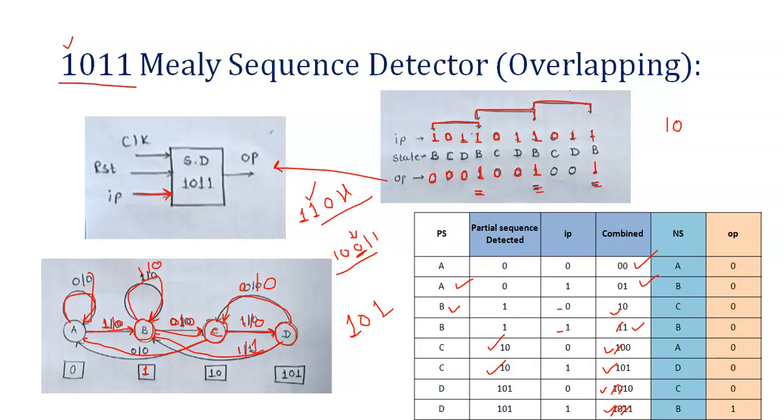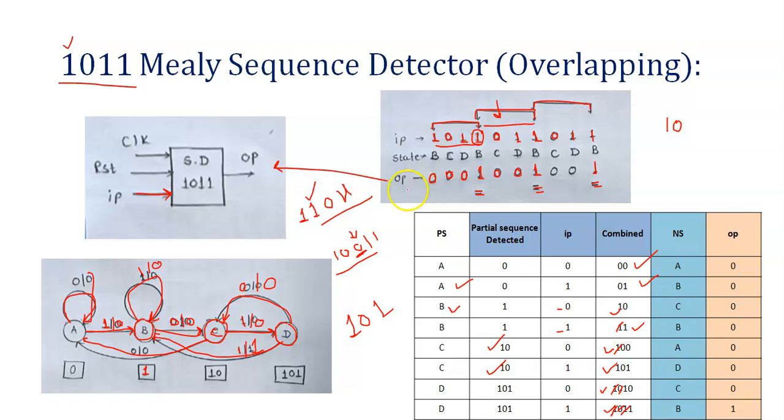Hope this idea is clear, because the last one of this sequence is acting as the first one of this second sequence, and that's why it is an overlapping sequence detector. If you are not considering this as the first bit of your next sequence, then your output will be different. This I'll be explaining in the next session. So hope this overlapping concept is clear.